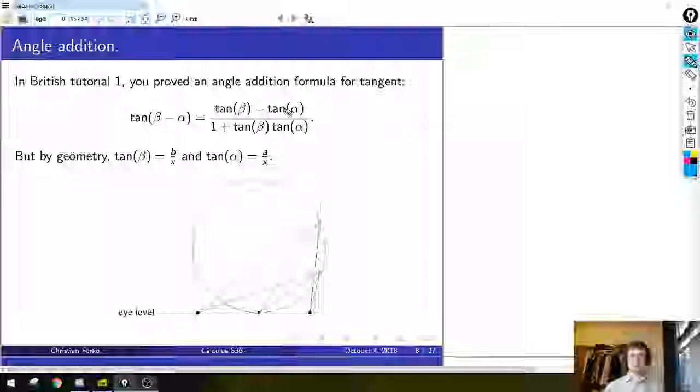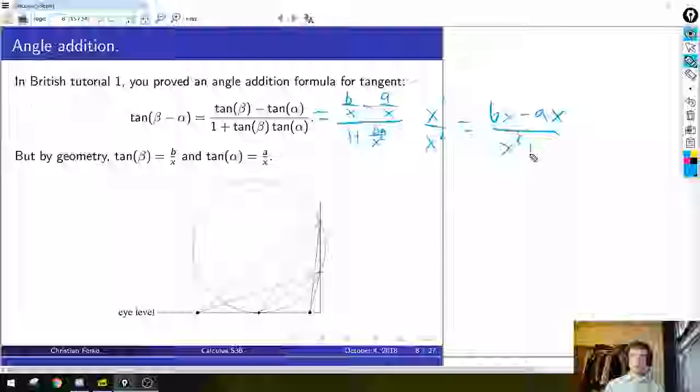So this is pretty good, because now we want to maximize this. Instead we can maximize this thing, and if we plug in the values we found using the exercise, this is b over x minus a over x, over 1 plus ba over x squared. I don't like to look at fractions of fractions, so I'm going to multiply by 1 in my favorite form, which in this case is x squared over x squared. That gives us bx minus ax over x squared plus ab.